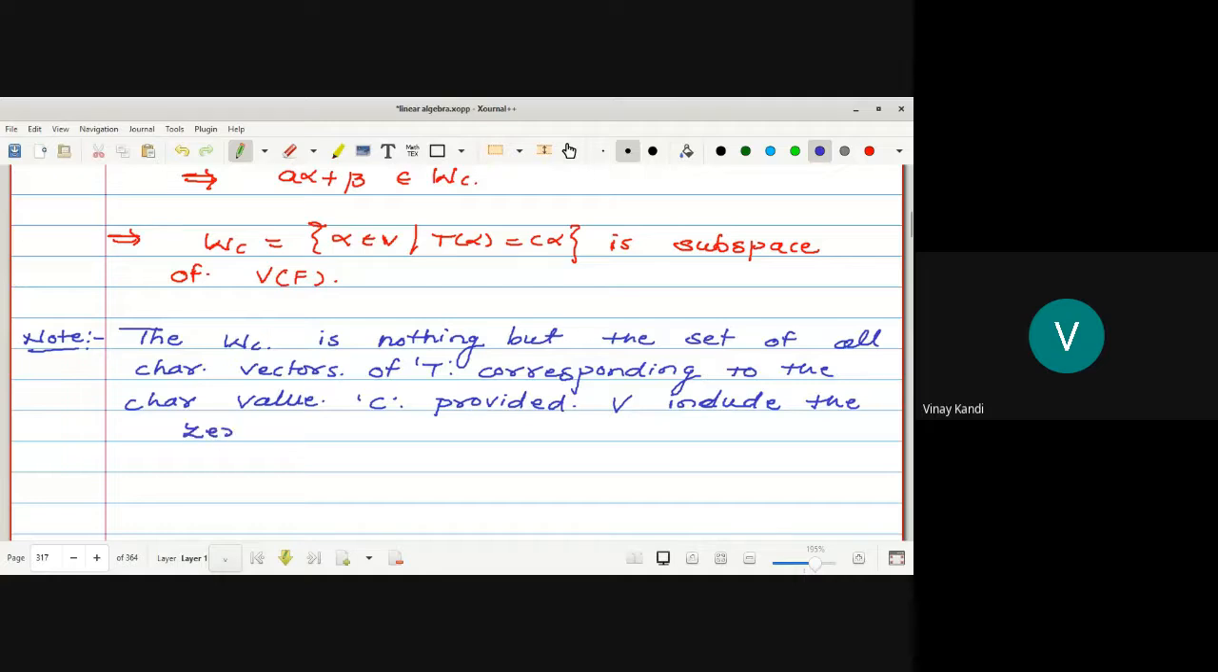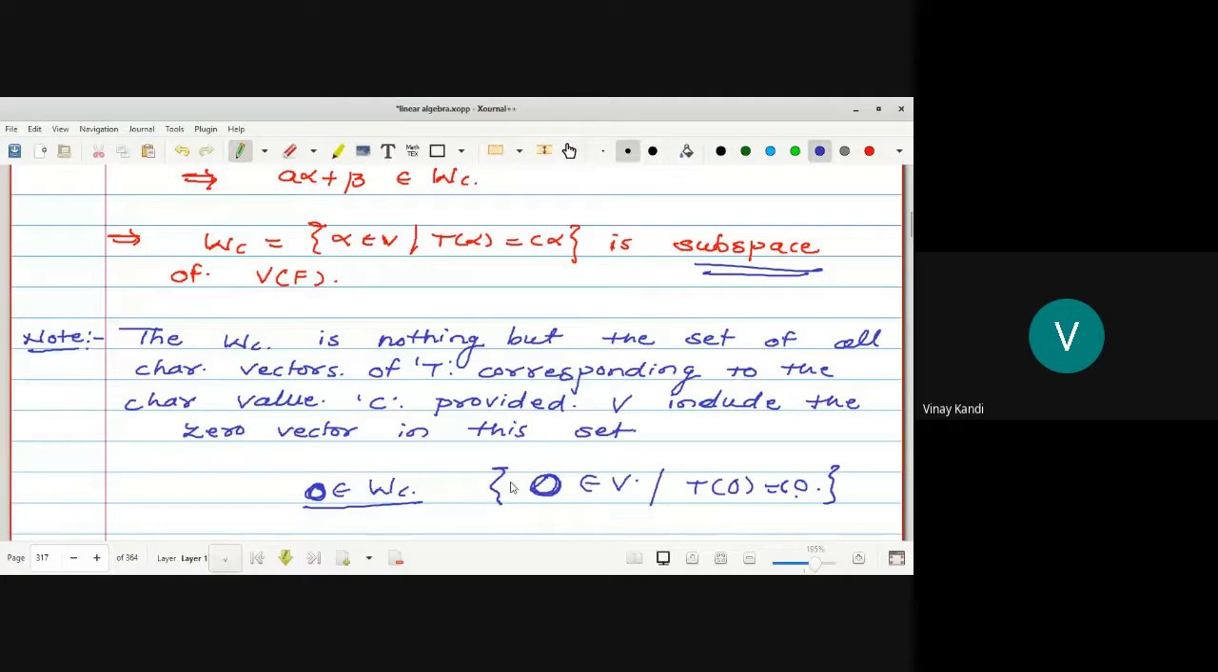What is the meaning of this? In this set, is the zero vector there? If this is a subspace, then the zero vector must be in it. Zero belongs to V such that T of zero is equal to zero because T is linear. That is, we can write T of zero is equal to zero is equal to C into zero. That means zero satisfies this condition. That means zero also belongs to this W.